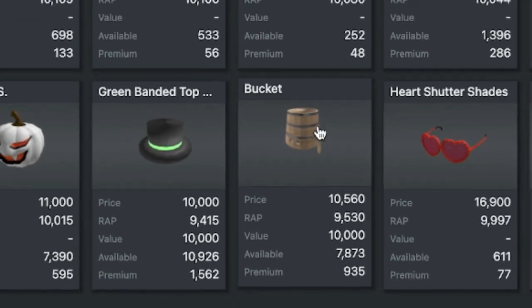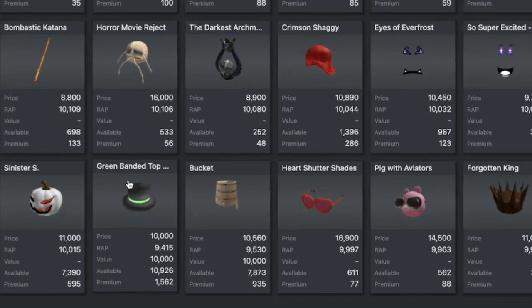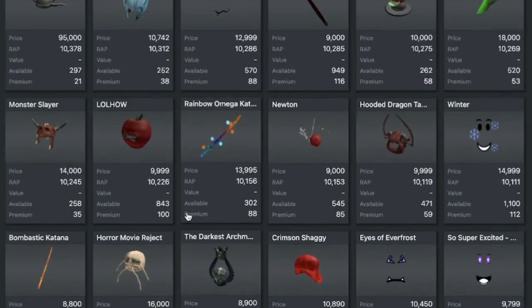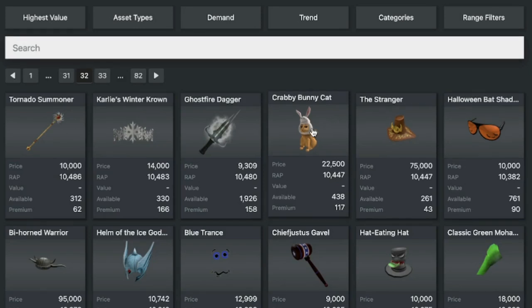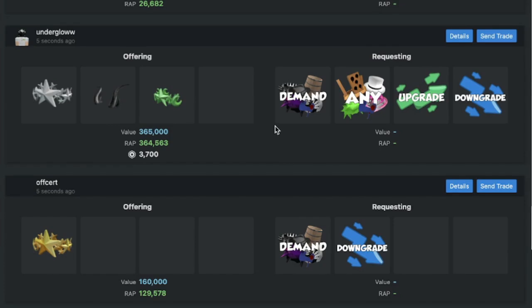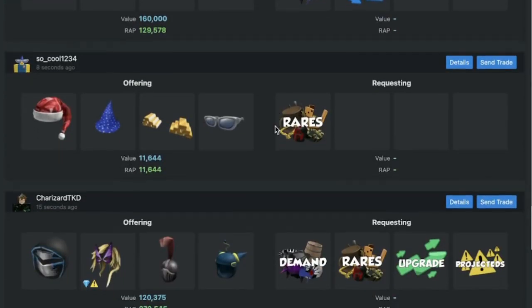So people will generally trade for these two items right here, Bucket and GBTH, because people like them a lot. People might occasionally trade for Winter, and you will probably never or rarely find anyone trading this Krabby Bunny cat just because of how random of an item this is, and generally no one would probably want to own or wear this. But yeah.